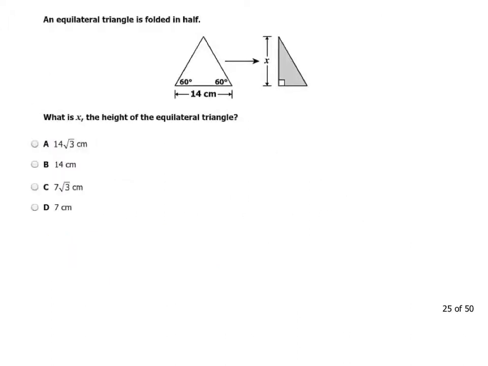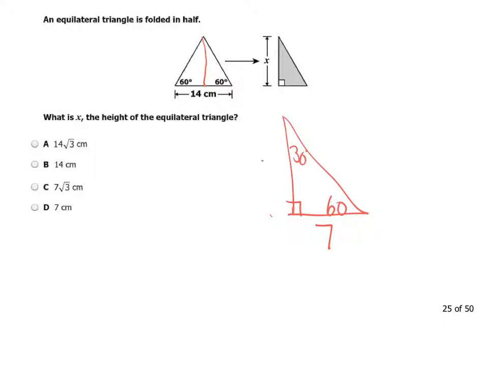Okay, so for this particular problem, we see that an equilateral triangle is folded in half. Awesome, because now we can just bring out the one triangle like they did. So here we go. We have a triangle. If it's cut in half, this side is now 7, this is 60, and this top angle is 30 degrees.